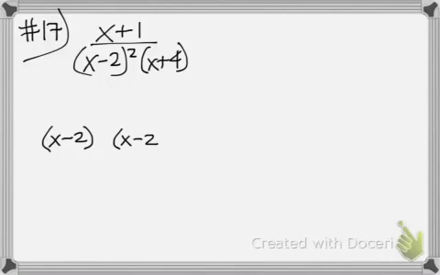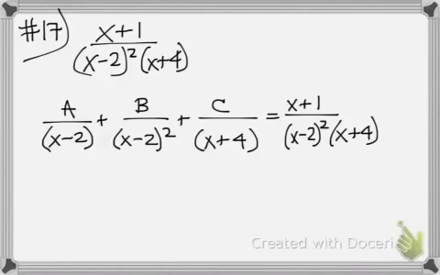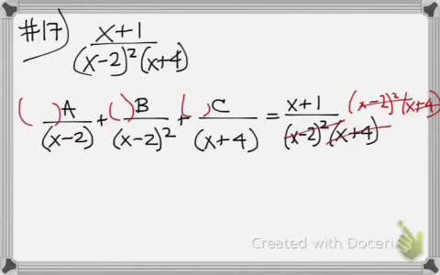So we have x minus 2, then we'll have x minus 2 squared, and then we'll have x plus 4 as our possible factors. So A goes over the first one, B goes over the second one, and C goes over the third one. And when we put all three of those together, you get x plus 1 over x minus 2 squared times x plus 4. Okay, from here you're just going to multiply everything by the denominator of x minus 2 squared times x plus 4. So you multiply it here and here and here, and then just cancel whatever cancels out. So these are going to cancel out and so on.